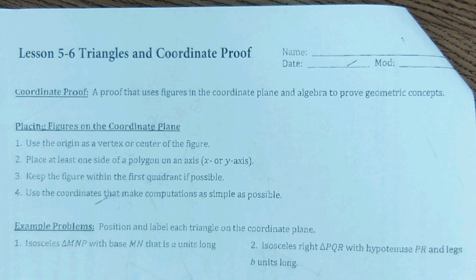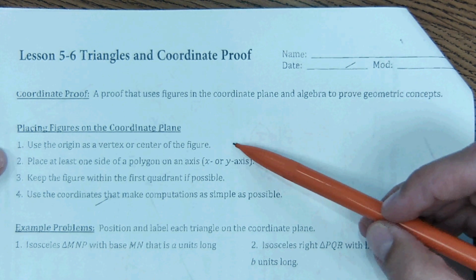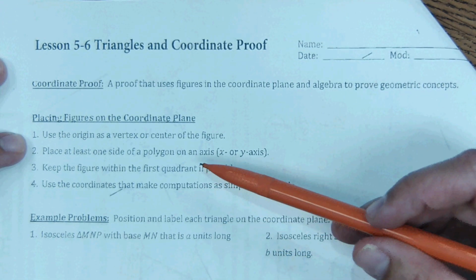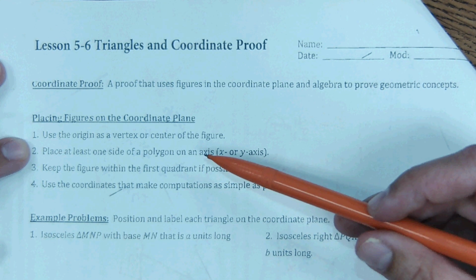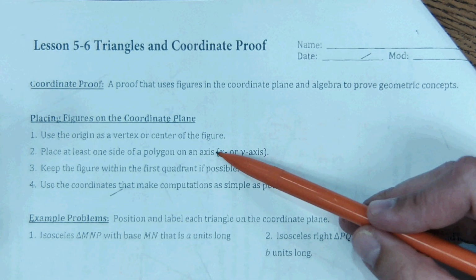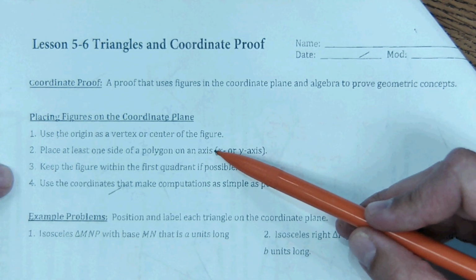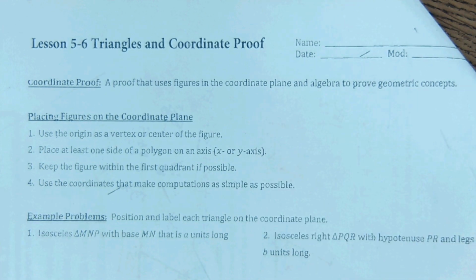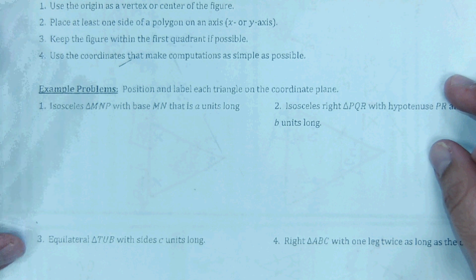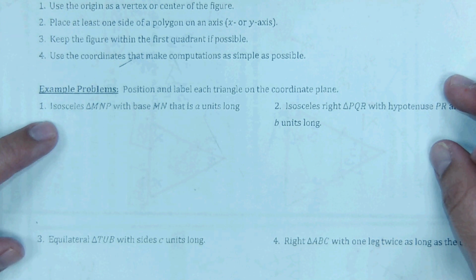So, a coordinate proof is a proof that uses the coordinate plane to prove geometric concepts, which we'll see. These are guidelines for how to set this up. This will probably make more sense once we get into it, but we're going to use the origin as a vertex or the center of a figure. We're going to place at least one side of the polygon on an axis, either the x or the y axis. Keep the figure in the first quadrant if possible, and use coordinates to make computations as simple as possible. Okay, so what is it talking about, and what does this look like?